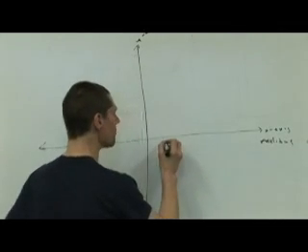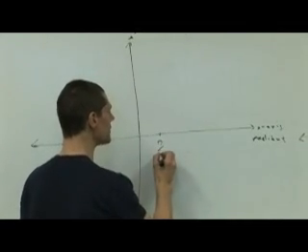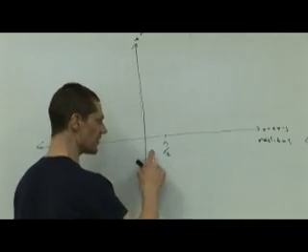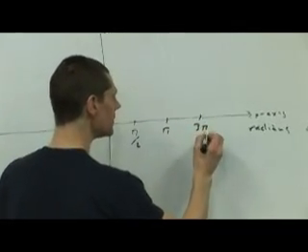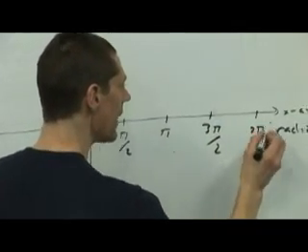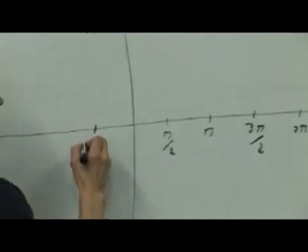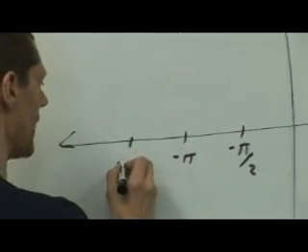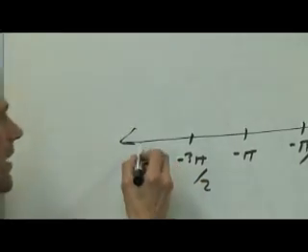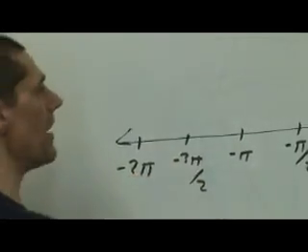What we're going to do is break this up into 90 degrees, or pi over 2, increments. 0 to pi over 2, pi over 2 to pi, 3 pi over 2, and 2 pi. Similarly, going backwards: negative pi over 2, negative pi, negative 3 pi over 2, and negative 2 pi.